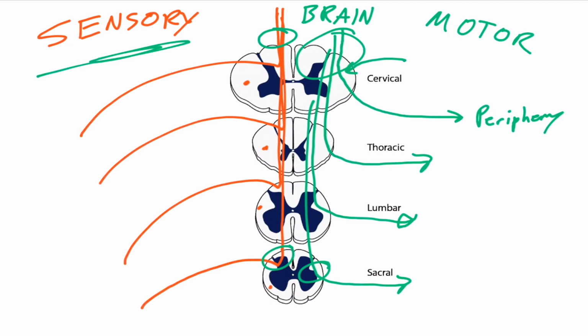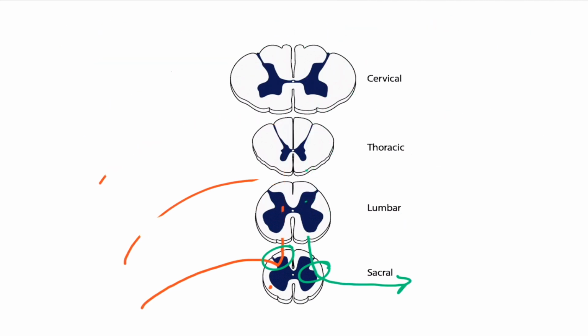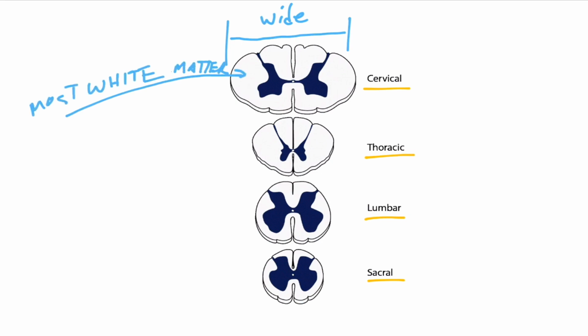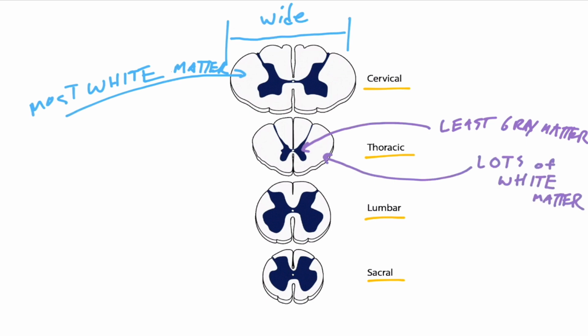So let's actually erase all of this so we can take a better look at it. So it's very important to be able to recognize each of the 4 segments of the spinal cord. Notice how each spinal level of the spinal cord, whether it be cervical, thoracic, lumbar, or sacral, has a distinct appearance. So first, it's really important to just recognize that the cervical spinal cord has this wide appearance. You'll also notice that it has the most white matter, and then the thoracic level has the least gray matter, but it also has a lot of white matter. So you get this interesting appearance with a lot of white matter and this just skinny looking gray matter.